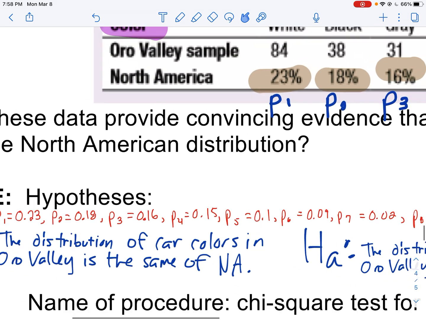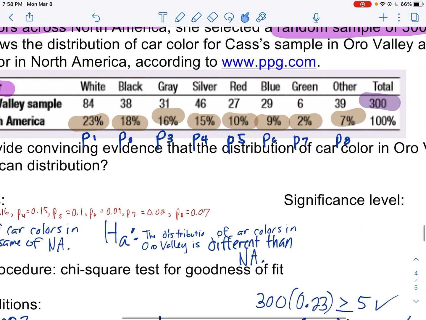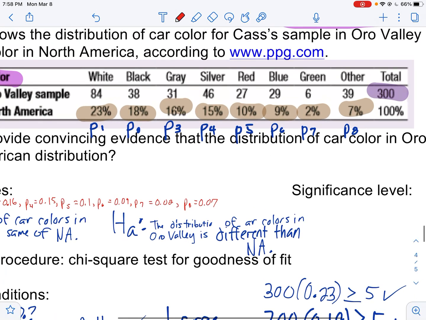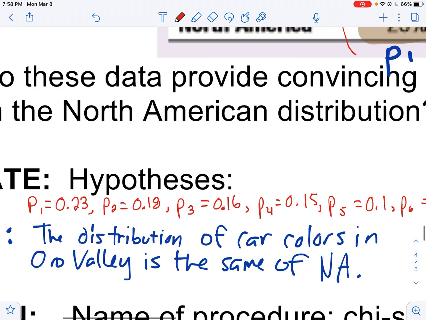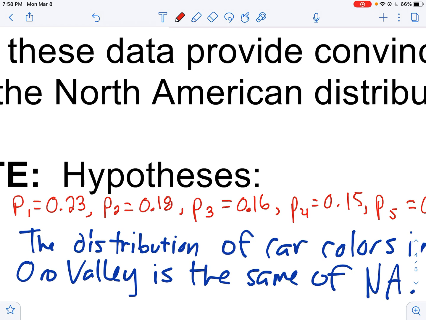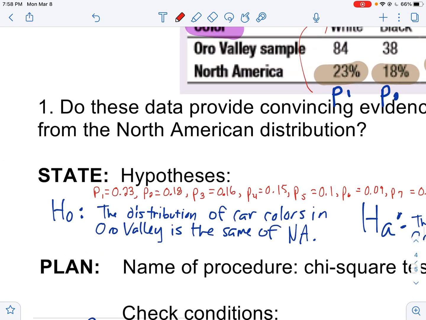So I labeled all the colors here, P1, P2, and I labeled them all with their respective colors, to save myself a little bit of time so I don't have to write out each color. And then I just did all these equal statements. Because remember, the null is always an equal statement. You're starting out with, this is what it is. Your alternate is going to be some sort of inequality.